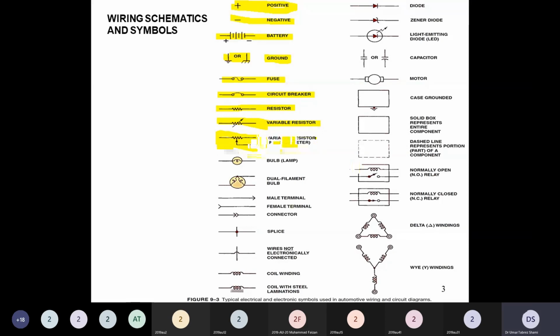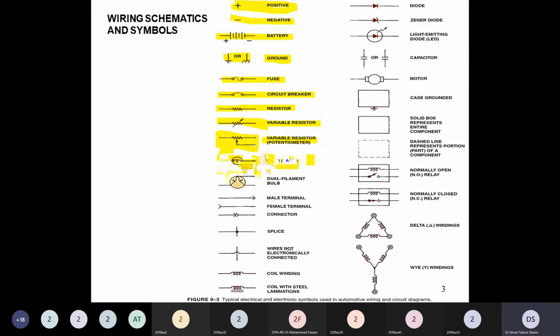So we have a variable resistance, and then a potentiometer. A potentiometer is also a variable resistance with three terminals. Then comes the bulb. The bulb is a load that converts electric energy into light energy. The purpose of using a bulb is to get light.